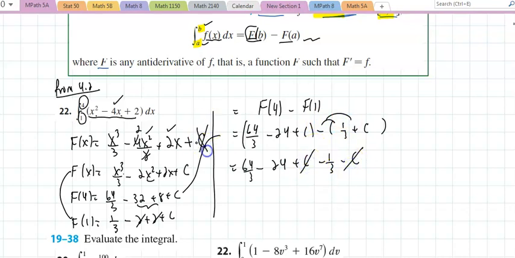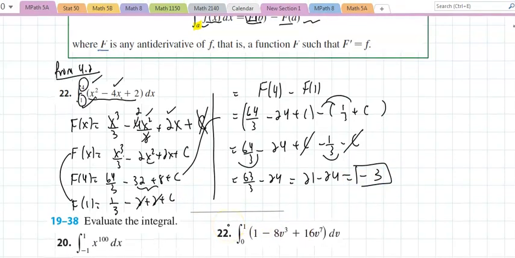So normally we will write plus c if this is a definite interval. And 64 over 3 minus 1 over 3 is 63 over 3 minus 24. That is 21 minus 24. And that's how quickly we can get to the -3 instead of what we did on that previous problem.